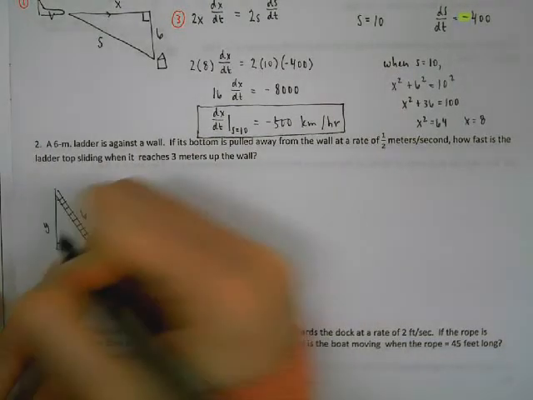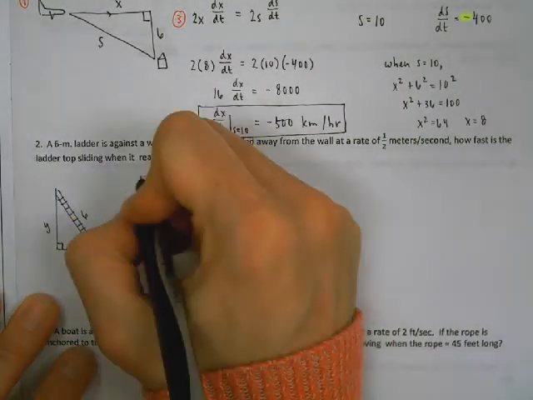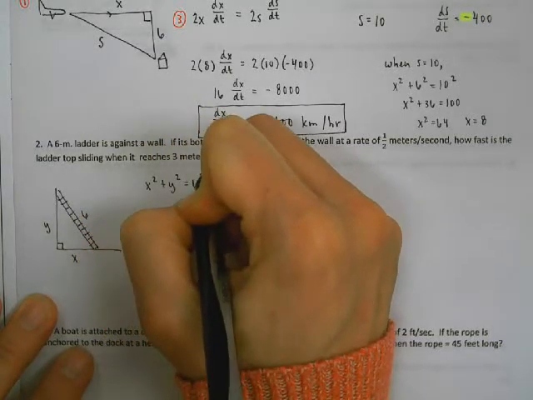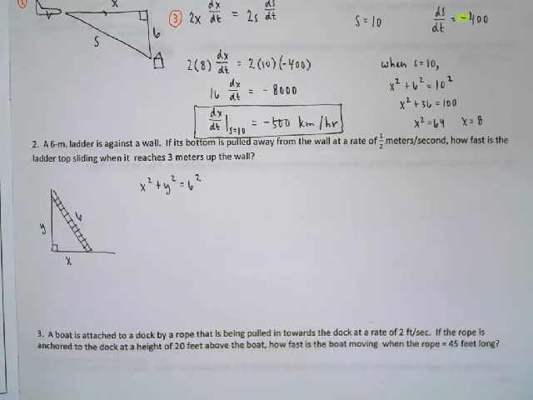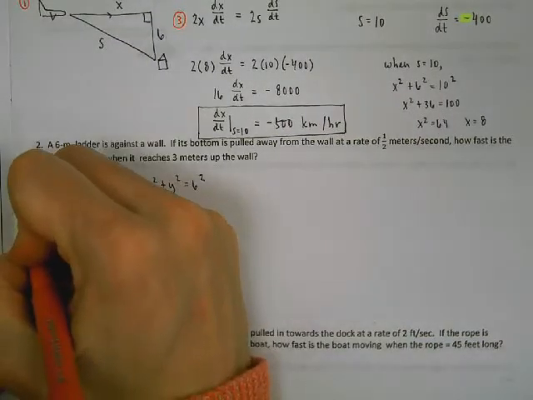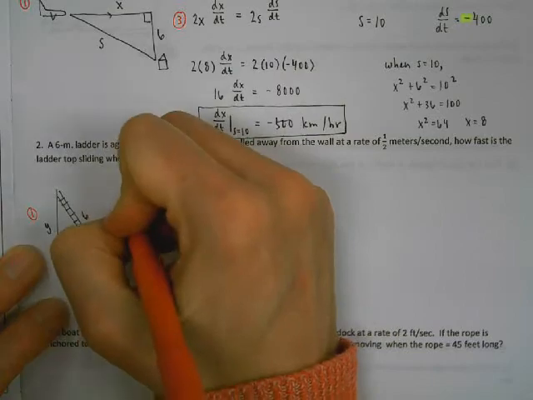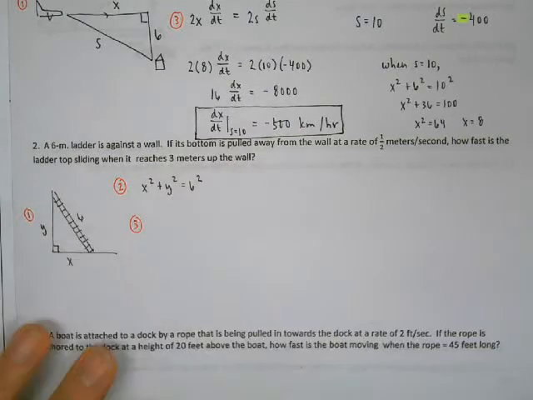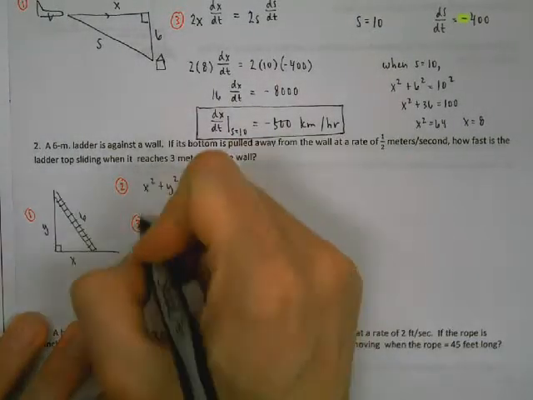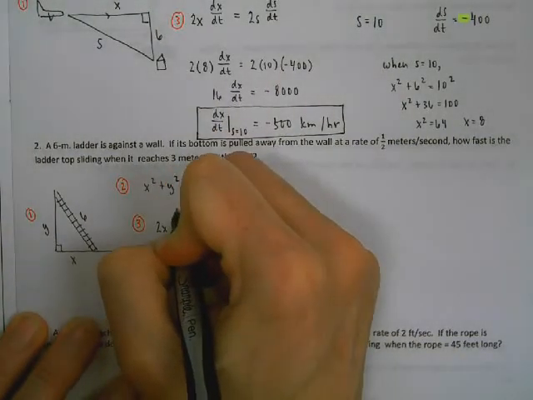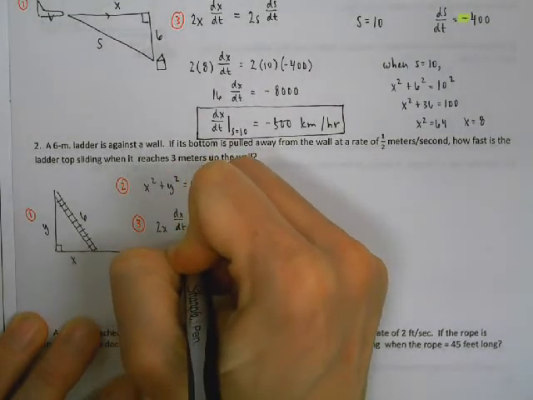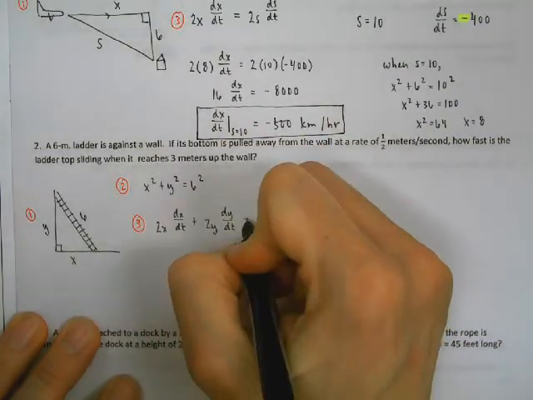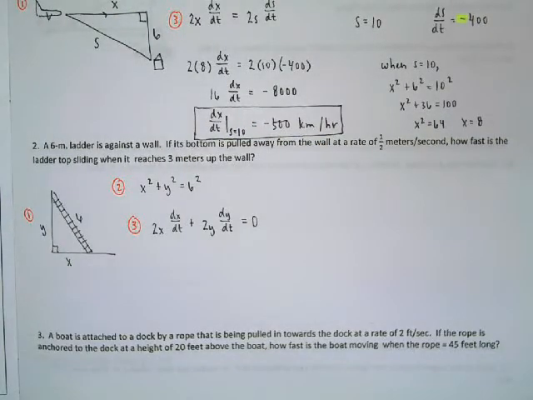So now I know that the formula that relates these three values is going to be x squared plus y squared equals 6 squared. So again, if we're thinking in terms of steps, my first one was the picture. Second one is an equation that relates them. So now we're going to differentiate. So let's see, if I differentiate, I get 2x dx/dt plus 2y dy/dt, and that's just going to be equal to 0.